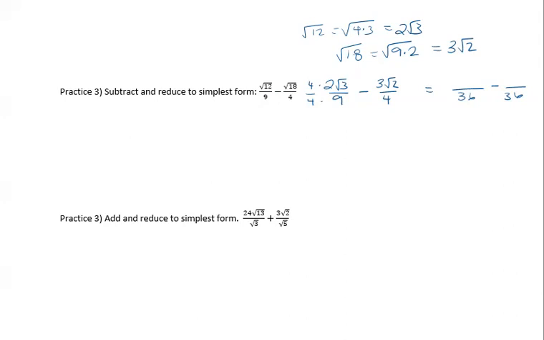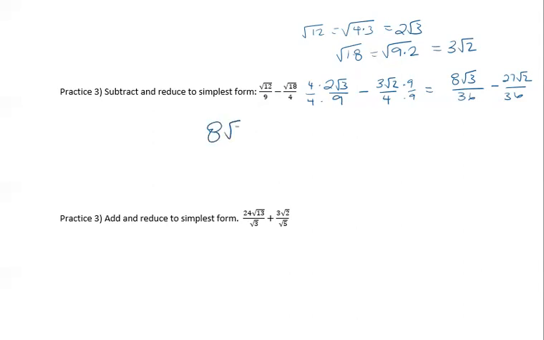And then we'll do that one in a second. So 4 times 2 is 8 square roots of 3, and 4 times 9 is 36. On this one, we'll multiply by 9 on the top and the bottom. So 3 times 9 is 27 square root of 2 over 36. Remember, I want to combine these together.